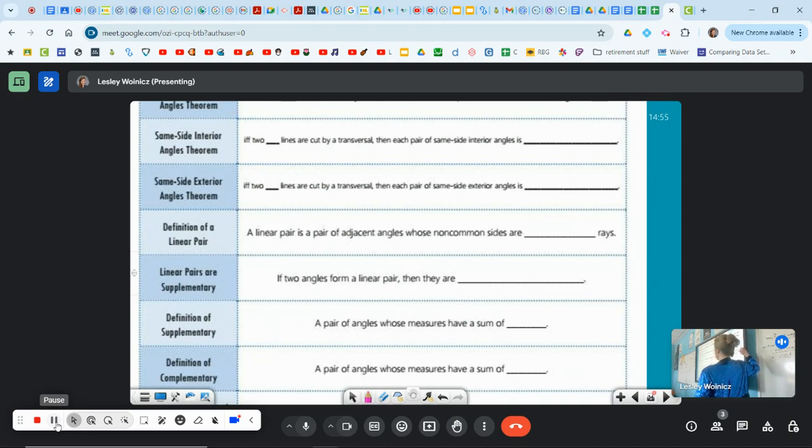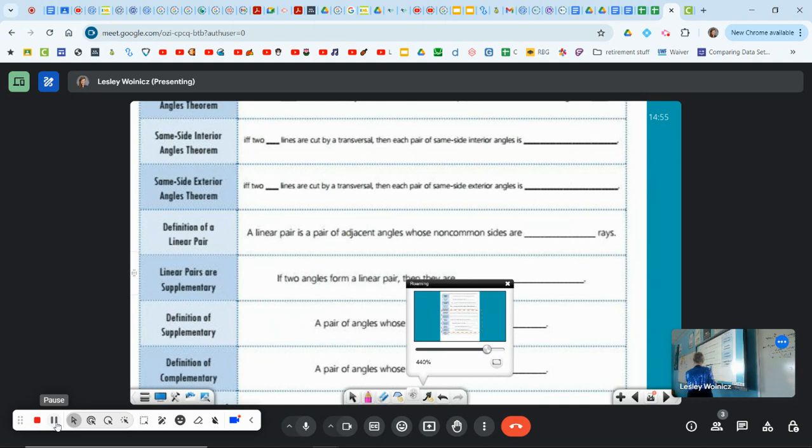Okay, a linear pair is a pair of adjacent angles whose non-common sides are opposite rays, so they form a line. Okay, linear pairs are supplementary. If two angles form a linear pair, then they are supplementary. A pair of angles whose measures have a sum of 180 degrees, that's the definition of supplementary. Complementary is when they sum to 90.